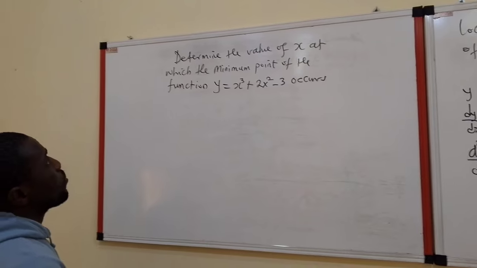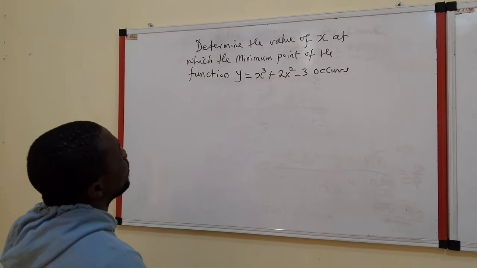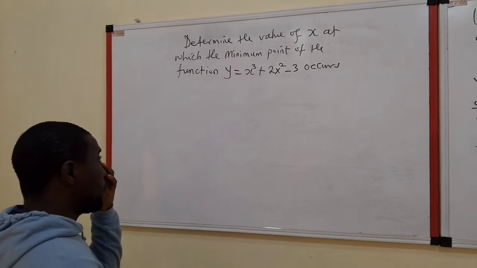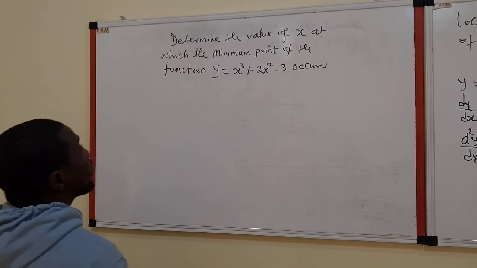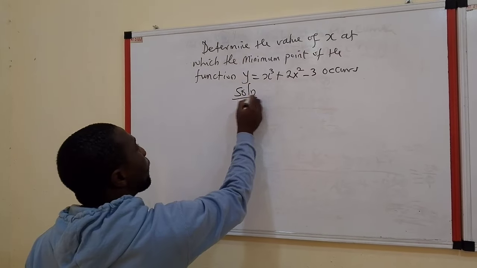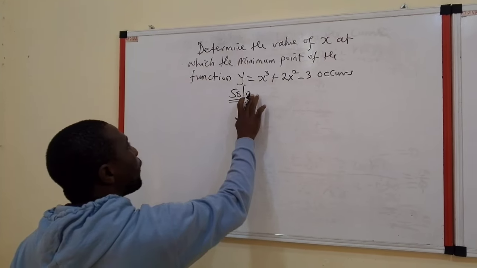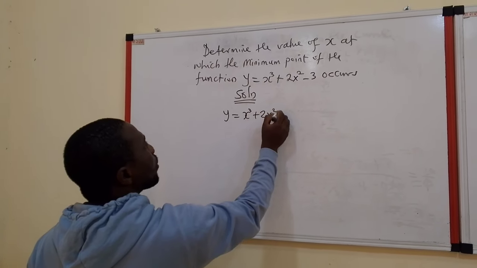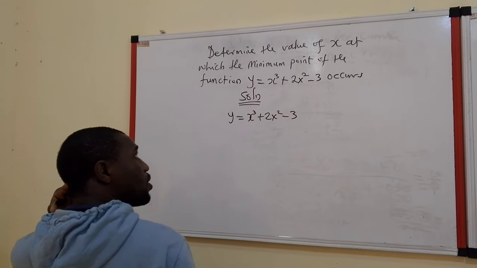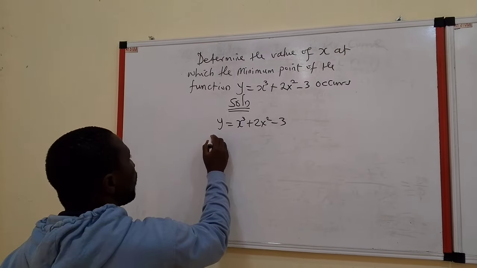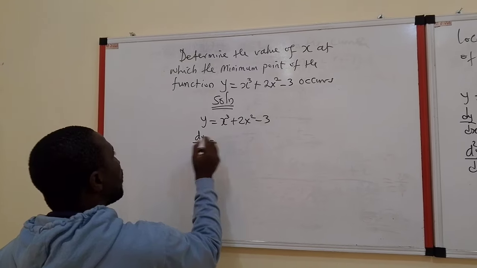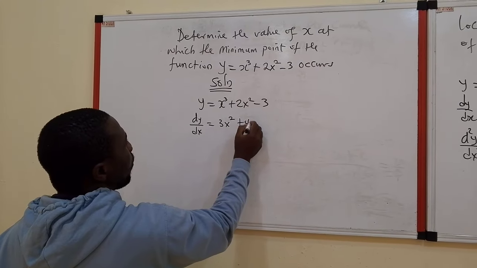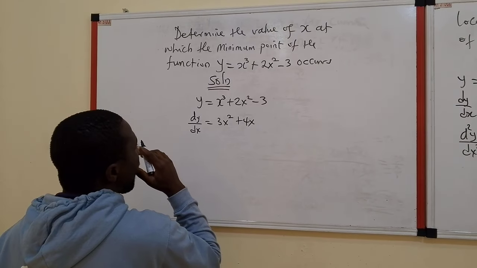Now we have this question. Determine the value of x at which the minimum point of the function y equals x raised to 3 plus 2x squared minus 3 occurs. What do we do here? Very simple. Solution. x cubed plus 2x squared minus 3. First thing is we are going to differentiate the function. Look for the dy by dx of the function. To differentiate it, I have 3x squared plus 4x.